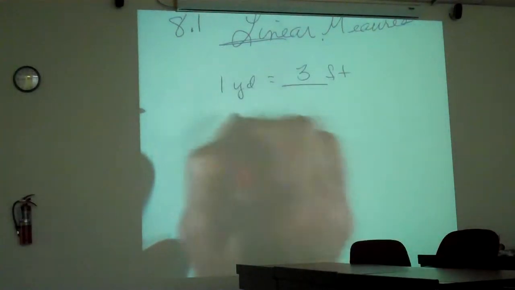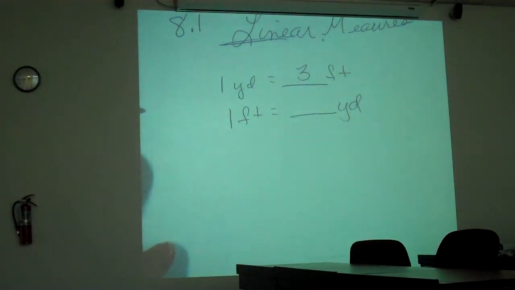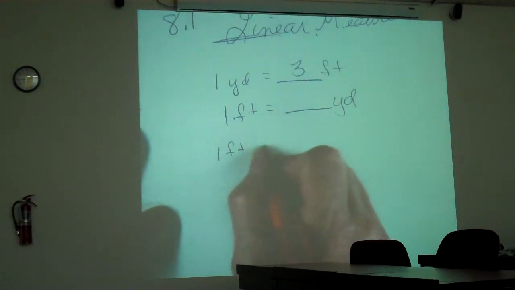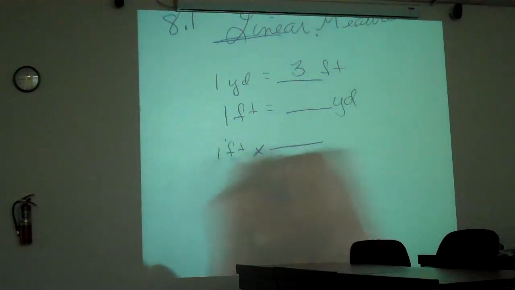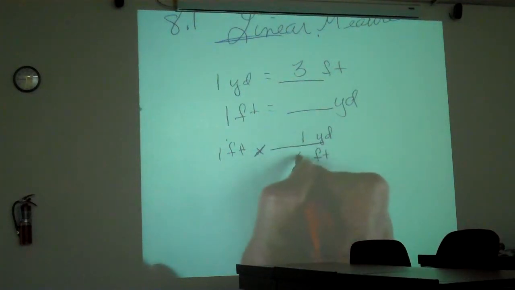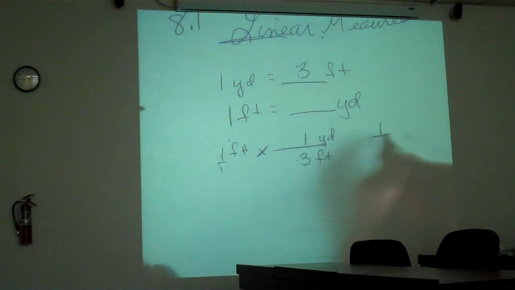Some of them you can do just by doing that, but eventually it's going to go to, how about if it's backwards? What if it says 1 foot is how much of a yard? It's not 3 yards. Okay, let's show this. 1 foot. Okay, if we use a multiplier that's equal to 1, it won't change this, right? Okay, let's put feet down here, yards up here. 1 yard is 3 foot, right? Okay, so multiply 1 times 1 is 1, 1 times 3 is 3. It's 1/3 of a yard.